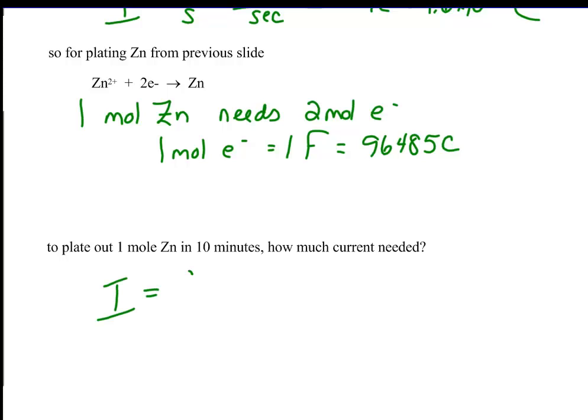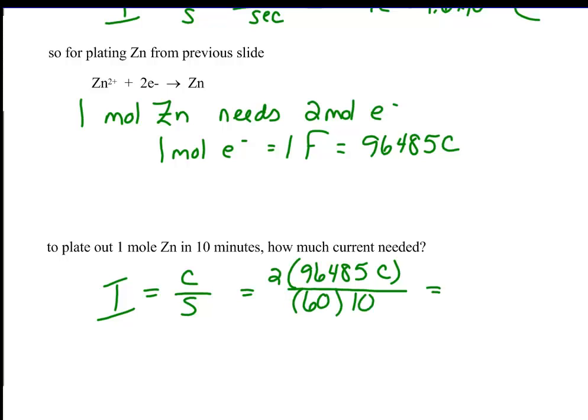So current is coulombs over seconds. I need 2 moles of electrons because I want 1 mole of zinc. So I'm going to take 2 times my number of Faradays. 1 Faraday is 96,485 coulombs. And my time is 10 minutes, so that's 60 seconds times 10 minutes. So when I do the math, I get 321.6 amps.